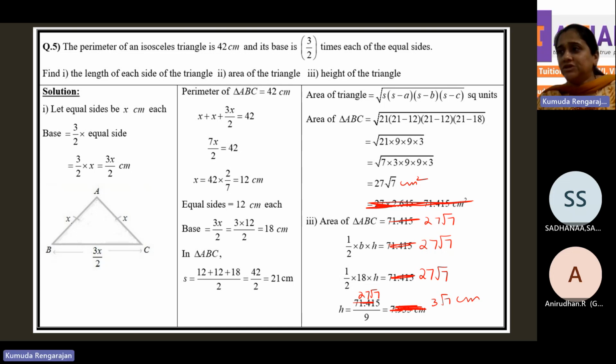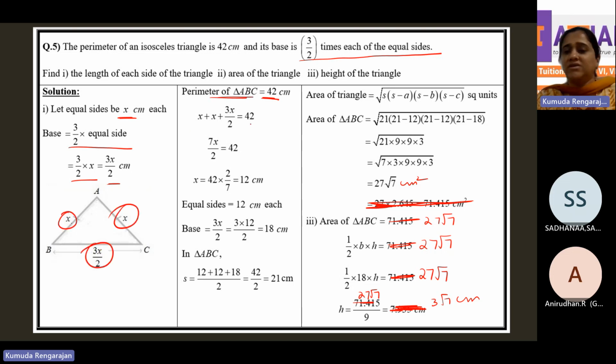Okay, since some of us have finished writing, I'll just explain this so that they can leave. So this was easy, no? The assumption: let the equal sides be x centimeters. Class, please listen. The base is given as 3/2 times the equal side, so 3/2 into x, which is 3x/2. Now how will you find the perimeter? The perimeter was given to be 42. So x plus 3x/2 is equal to 42. When you work this, you get x is equal to 12 centimeters.